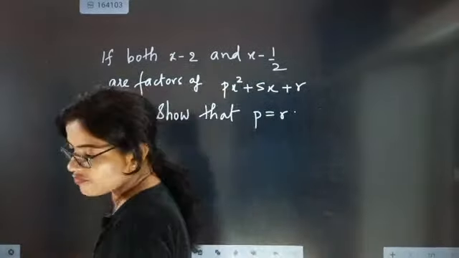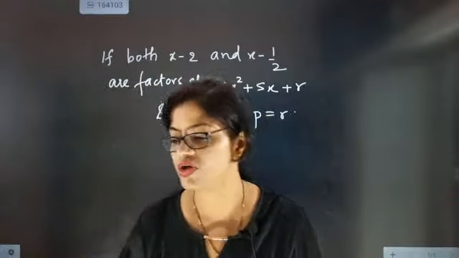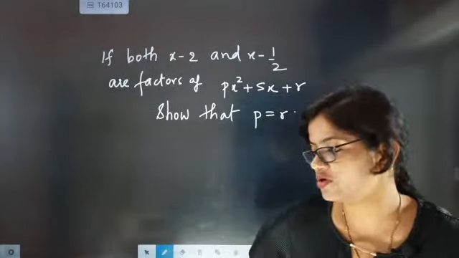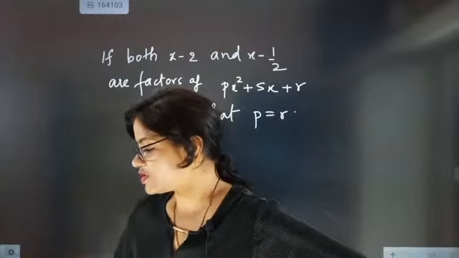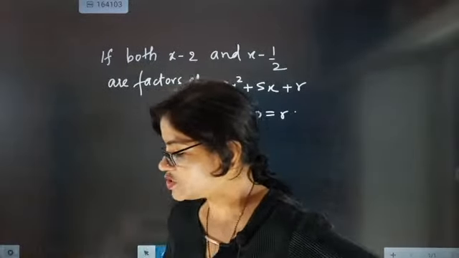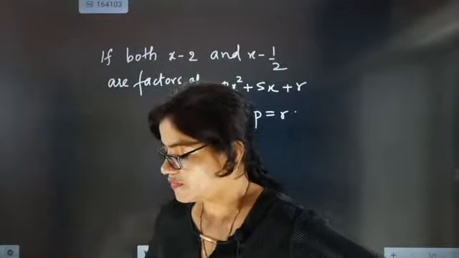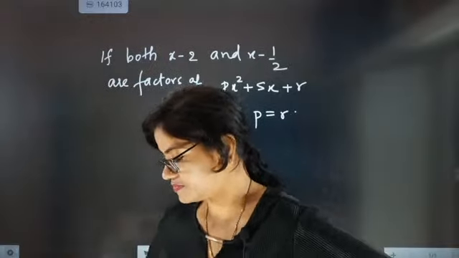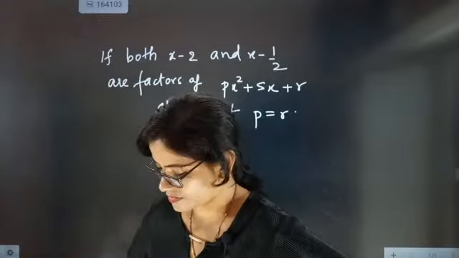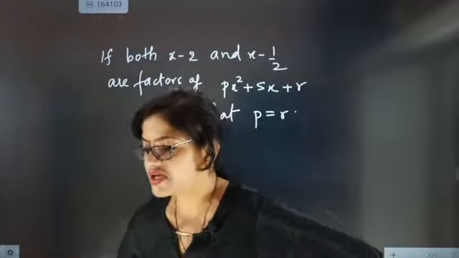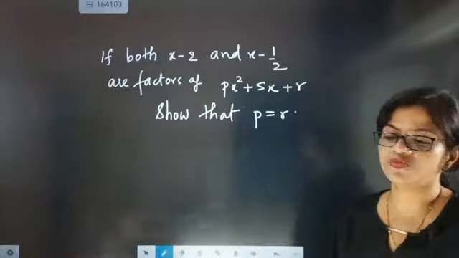So when this type of question comes, what are you going to do? When they are factors, you have to prove that p equals r. For these types of questions, what attempts are you exactly going to give? This is a really typical type of question.